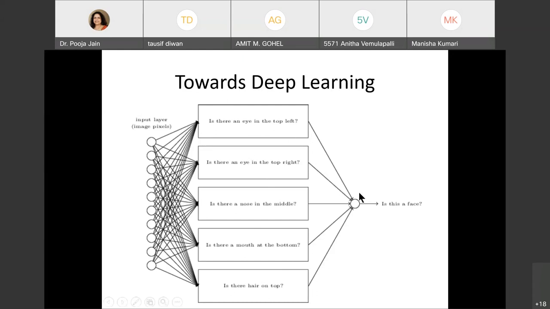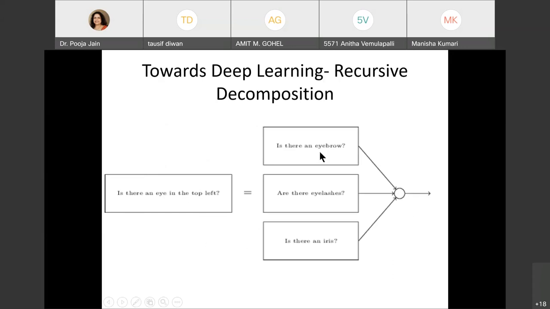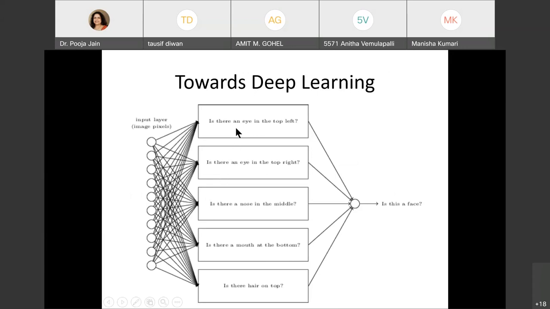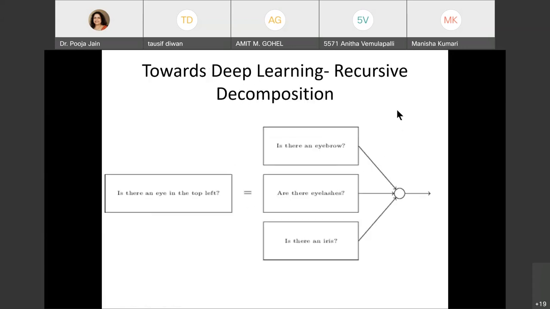Just look at this now. So this is a face. Okay. So this is a problem, and these are the characteristics of the face. Now just consider this subproblem, eye in the top left. What could be the various characteristics or various features of an eye? Just see. Is there an eye in the top left? This was previously a subproblem. This subproblem is further broken up into some more problems. So these are the characteristics of an eye. Like there should be some eyebrow, eyelashes, and iris. Based on these three features, we can conclude that, okay, this is an image of an eye.